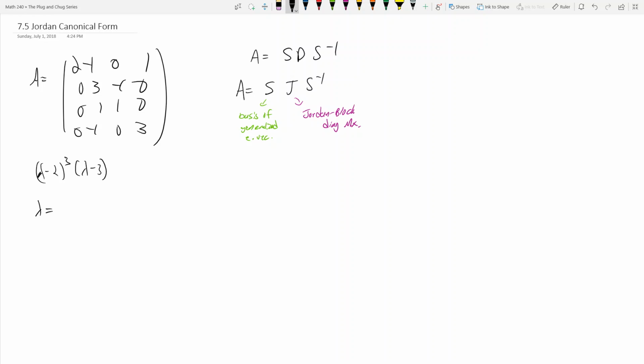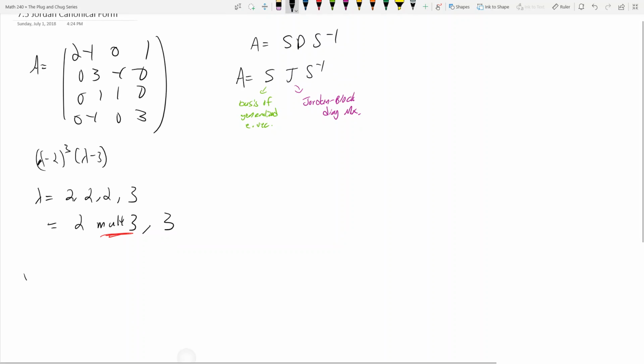And so then we get lambda equals 2, 2, 2, 3. Or in other words, lambda is equal to 2 with multiplicity 3, and then I have the value 3 by itself. Multiplicity just means how many times this eigenvalue is repeated. And so step 1, of course, was to find your eigenvalues.